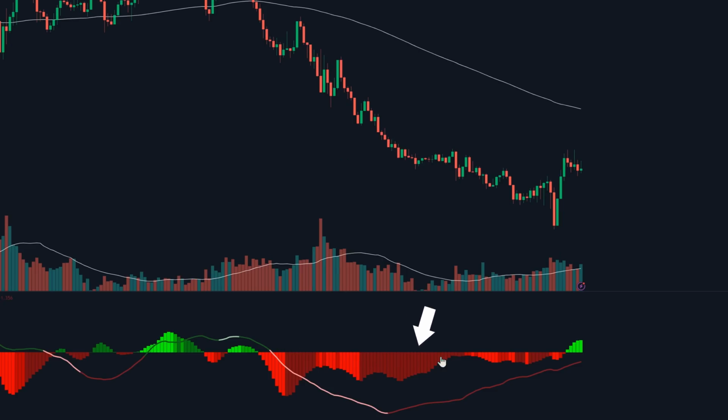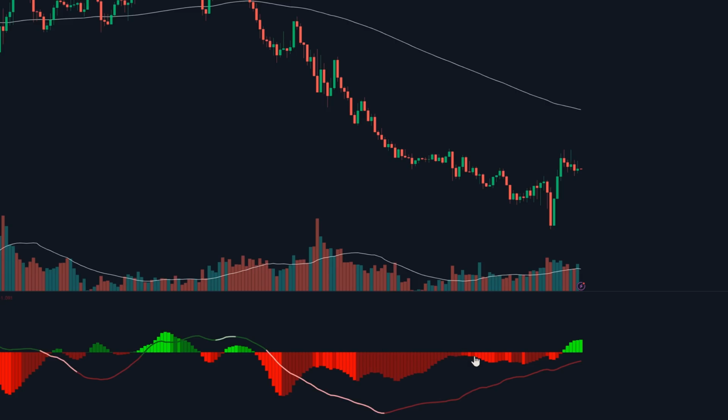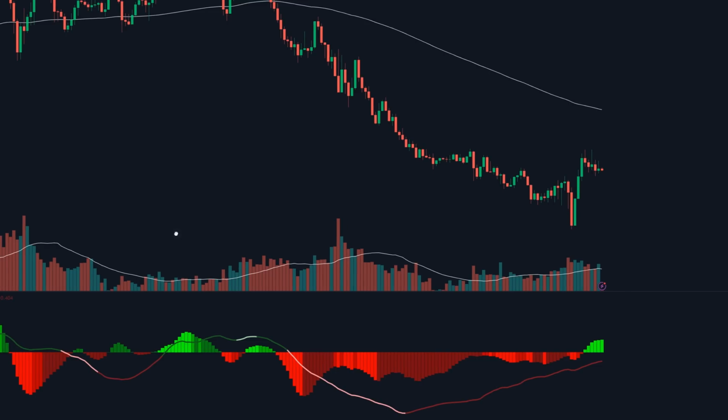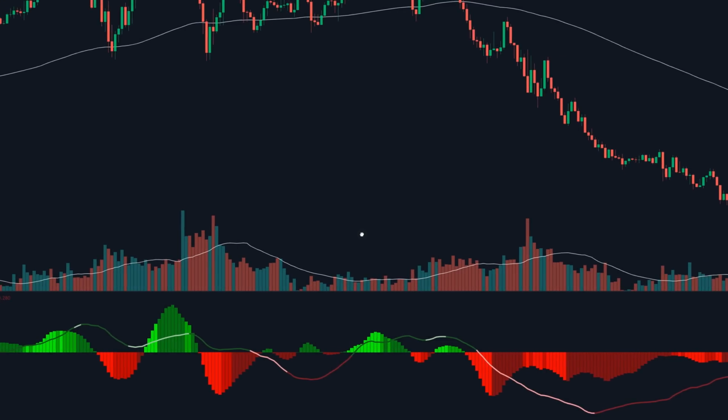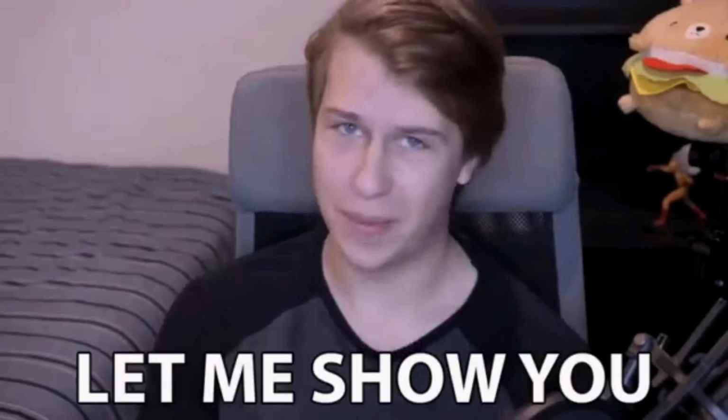This histogram of the VSLRT indicator is going to be used for short-term trend confirmations. And then the volume indicator is going to be used to confirm that there is enough volume in the market for us to enter long and short positions. Now, at this point in time, I know you may be thinking, but how can we use these three indicators combined to take long and short trades? Well, let me show you.